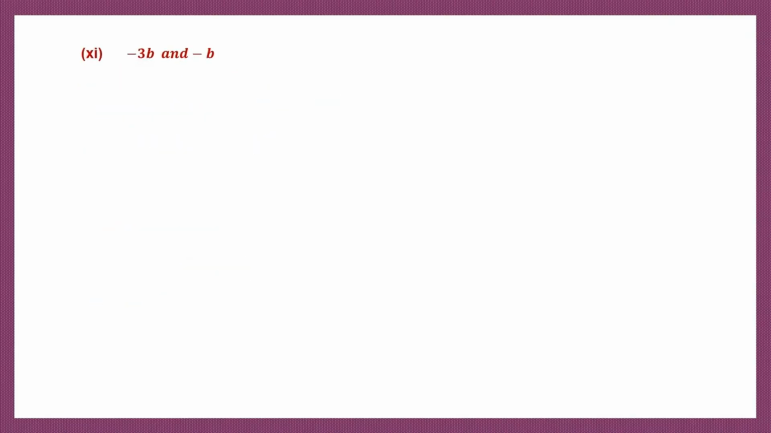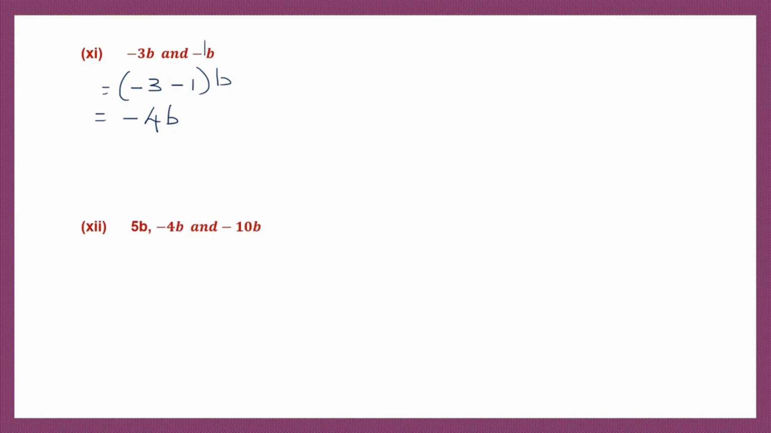Let's go on to the 11th one. Minus 3b and minus b, both are like terms. I'll make this 1b. So now let's do it. Minus 3 minus 1b. So signs are the same. We can put the same sign and add them. 3 plus 1 is 4, minus 4b.